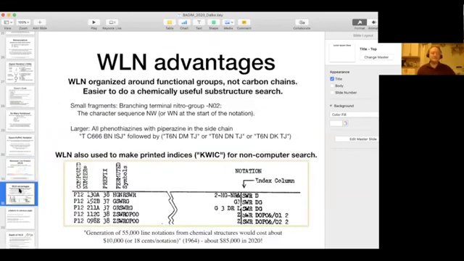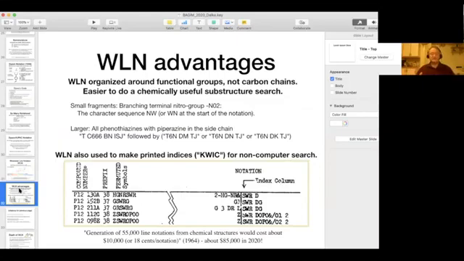Now, WLN had some great advantages over the other systems. One is that it was based on functional groups, not carbon chains. So you could search directly on the notation by looking at it as a sort of fragment code, instead of having to put it into a machine or manually search some other indexing system. It could also be used to make printed indices.